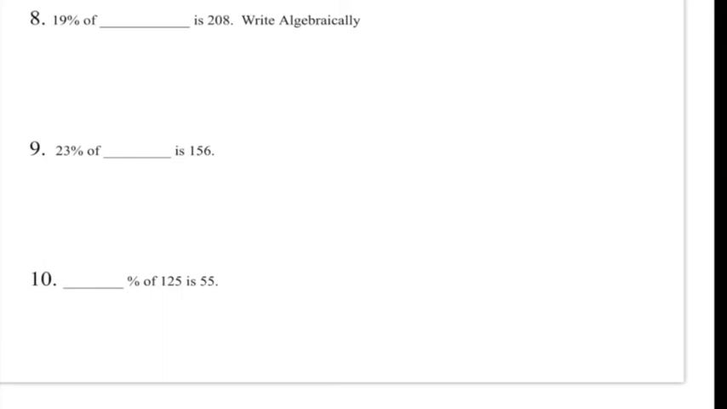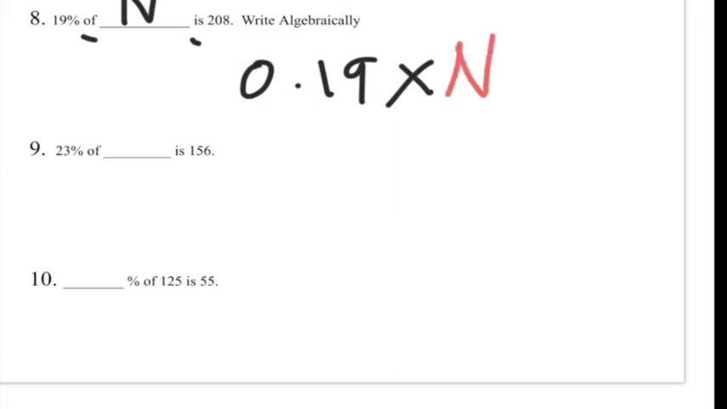Okay, so the next section is a little bit trickier. So what I like you guys to do is write it algebraically. It's just a lot easier if you do it like this. So we have 19% of n, a number, I don't know what it is, is 208. So a couple things. "Of" is multiplication, "is" means equal. So 19%, I'm just going to make that into a decimal right away. 0.19 times n, because I don't know what n is. That's my number. Equals, that's what "is" means, 208.